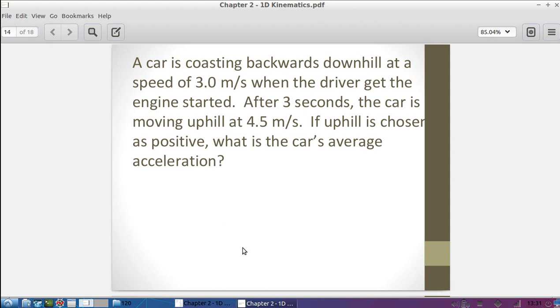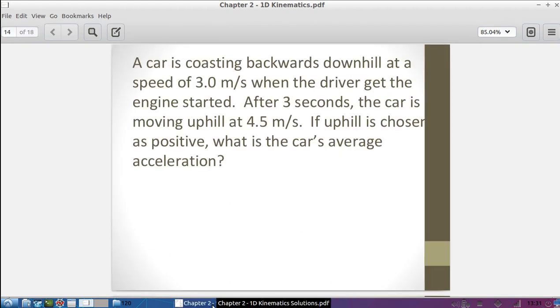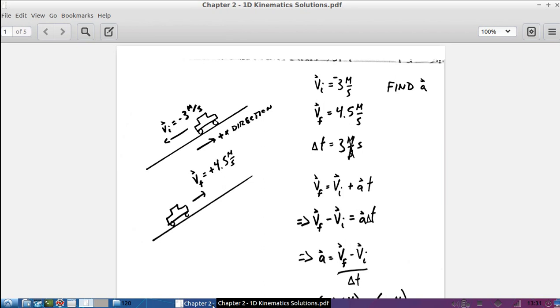So we're going to finish up chapter 2 with a couple of one-dimensional kinematics problems. I don't have the ability to show you writing out the solutions as I'm talking, but on D2L, under the chapter 2 folder, I've got two documents. I've got this presentation, and then I've got the solutions to all the problems.